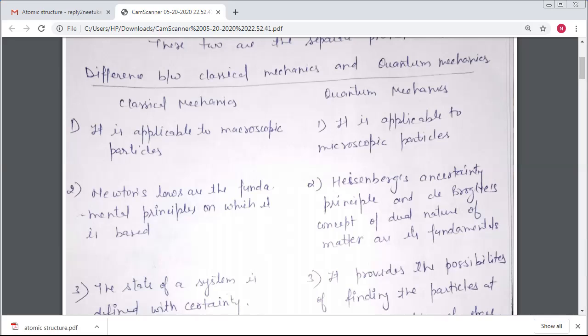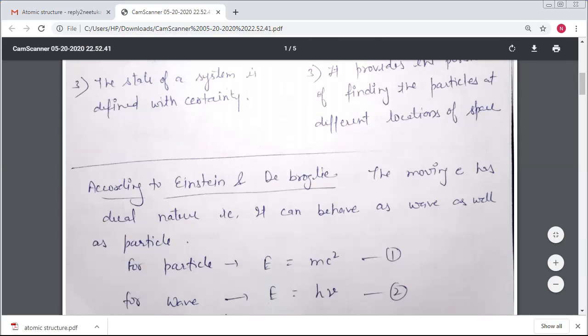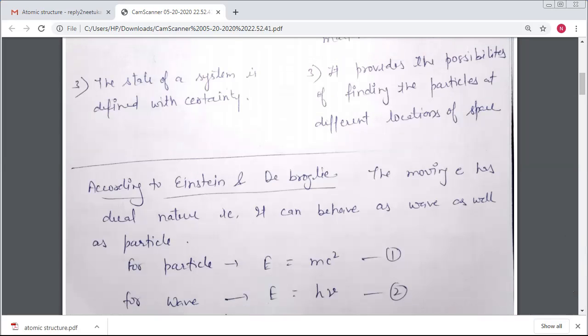These are the fundamentals. Now the third point is that in classical mechanics the state of the system is defined with certainty, while in quantum mechanics we find the probability of finding the electrons in space. So these are the differences.